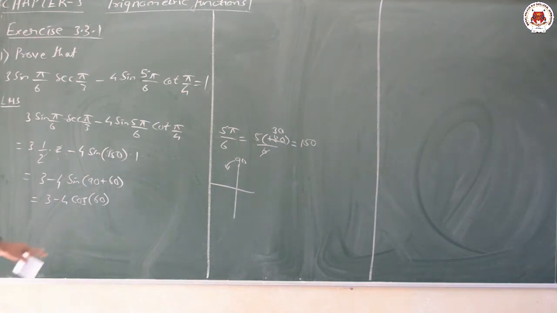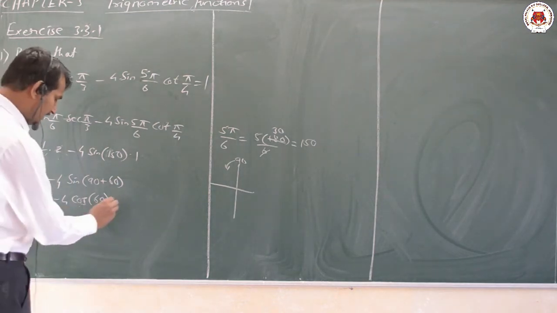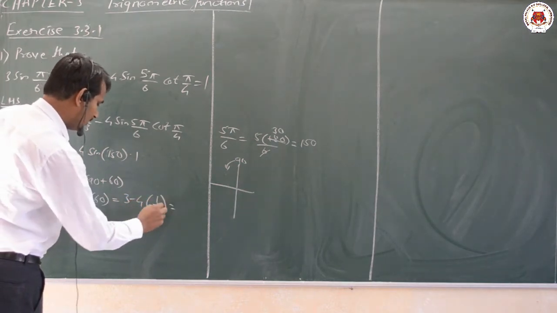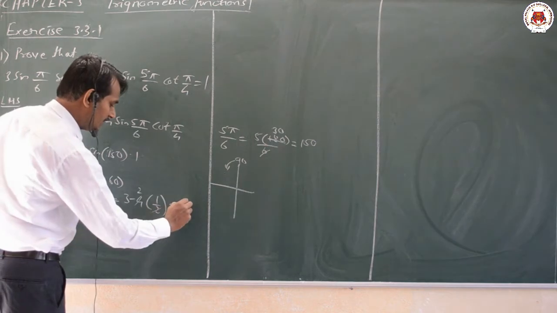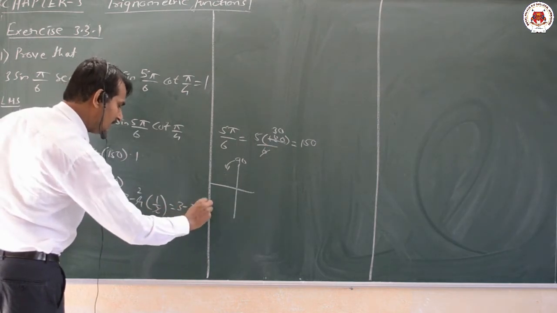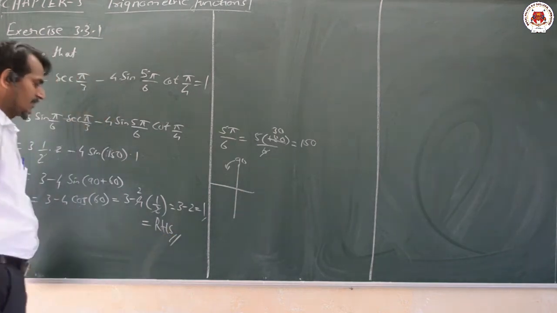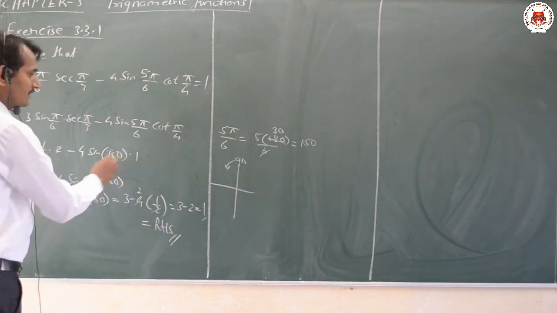Now what is the value of cos 60 degrees? That we shall find out here. The value will be 1 by 2, so 3 minus 4 into 1 by 2. Here 2 twos are 4, 3 minus 2, the value will be 1, and that is nothing but our RHS part. Dear students, the problem is very simple.